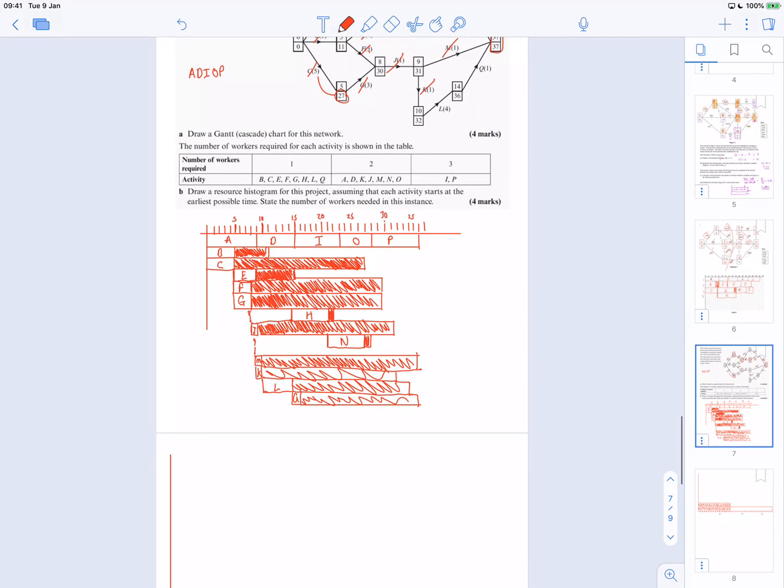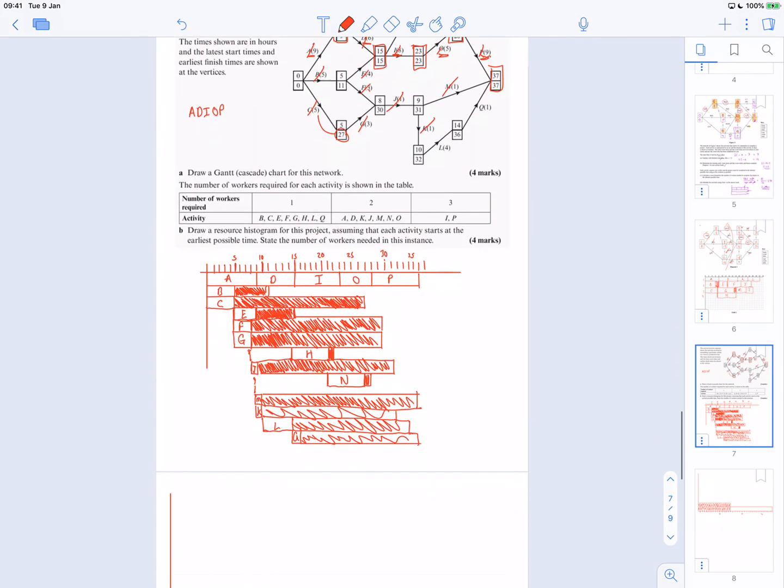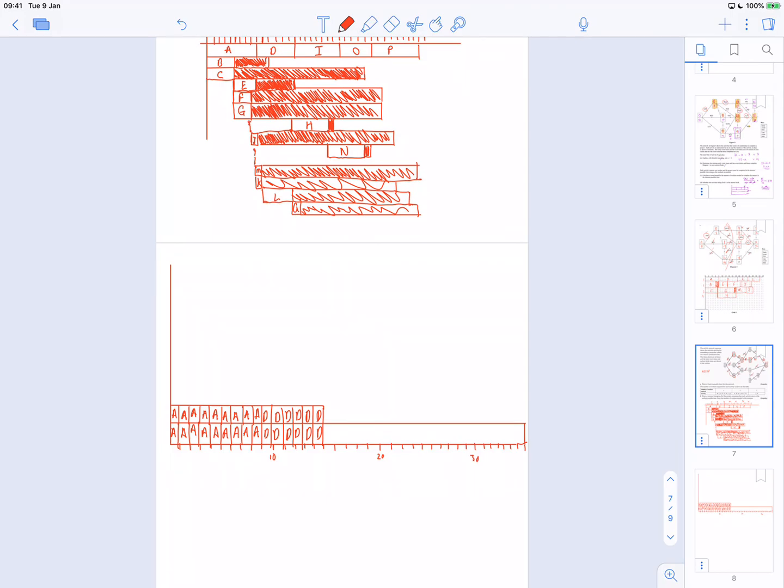And then I was the next one. Well, that needs 3 workers. Okay, so I need to draw 3 high. And I was 8, so up to 23. So 1, 2, 3. So there it is. Let's have a nice I there. So I'm going to go up an extra 1, like that. And now this block are all I's.